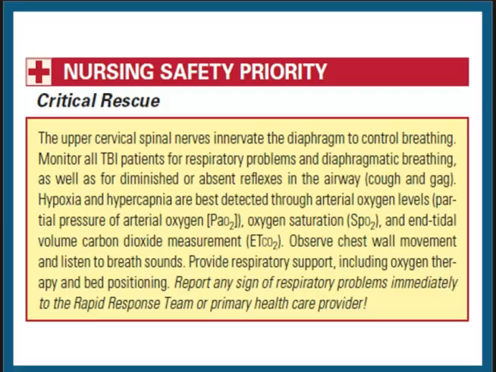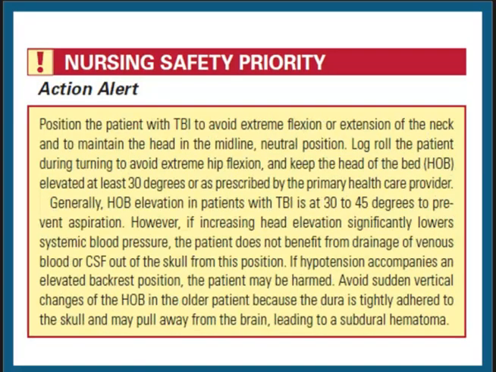How are we putting our patient in the bed? 30 degrees, head midline, minimal movement, minimal stimulation. Report any sign of respiratory problems immediately. Our second action alert. Position the patient with a TBI to avoid extreme flexion or extension of the neck. Maintain the head midline in a neutral position. Log roll the patient during turning to avoid hip flexion. And keep the head of the bed elevated 30 degrees.